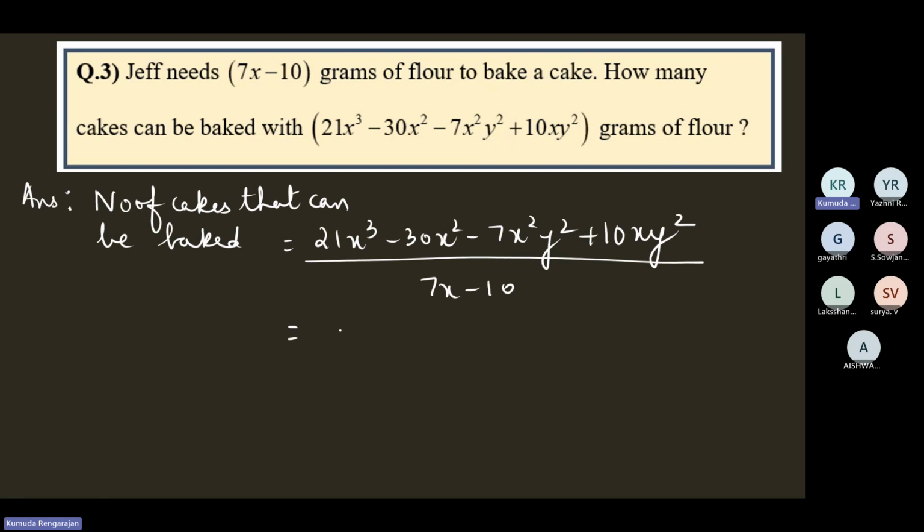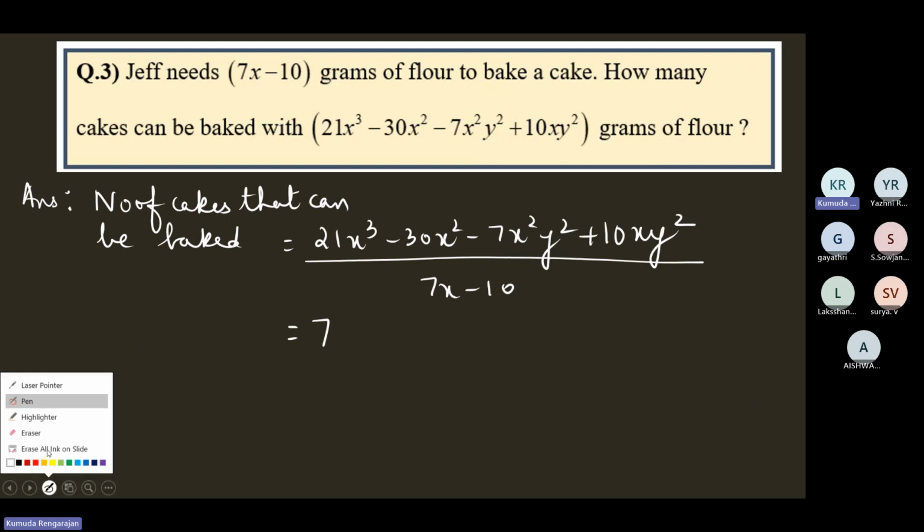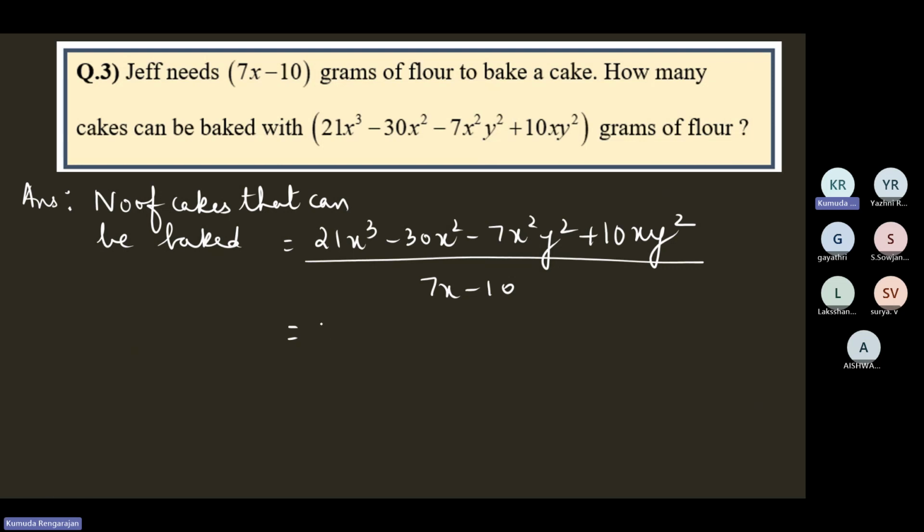So the HCF of the first 2 terms, 21 and 30, is not 7, 3, sorry. The HCF of 21 and 30 is 3. And the HCF of x cubed and x squared is x squared. 3 7s are 21. X squared into x is x cubed. Minus 3 10s are 30. And we already have x squared outside. Close the bracket. This minus sign comes on as it is.